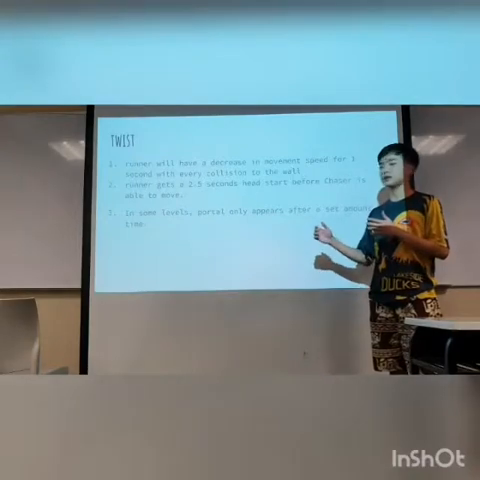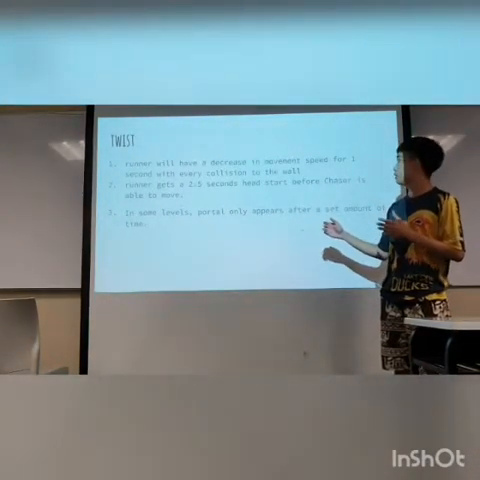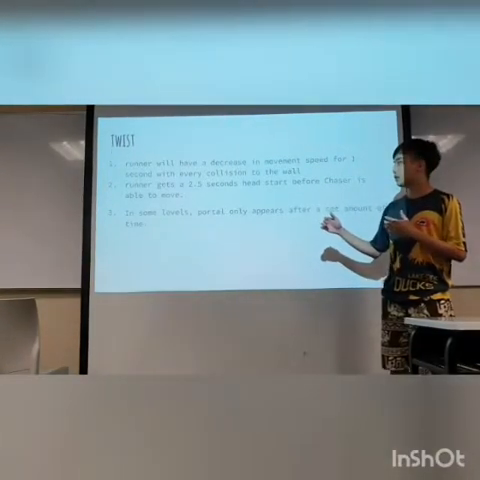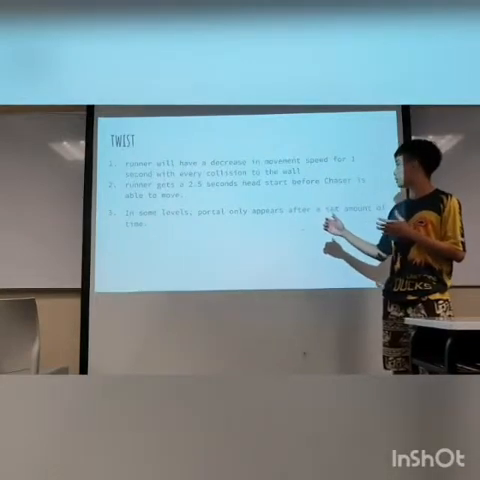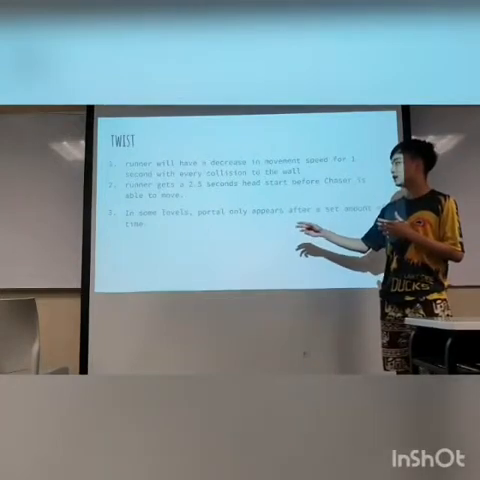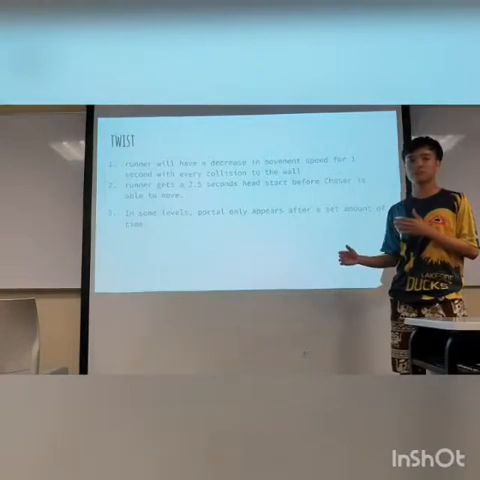So there's a twist in the game, which is the runner will have a decrease in movement speed for 1 second with every collision with the wall. Next up, the runner gets a 2.5 seconds head start before the chaser is able to move. And the third twist is, in some levels, the portal only appears after a set amount of time.